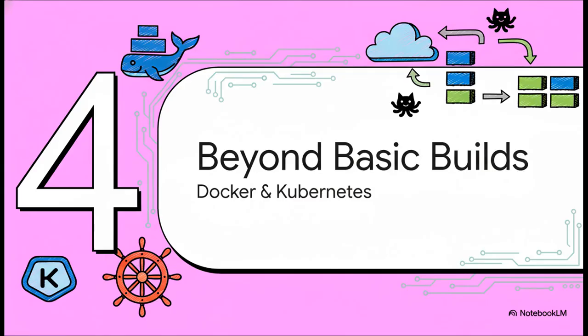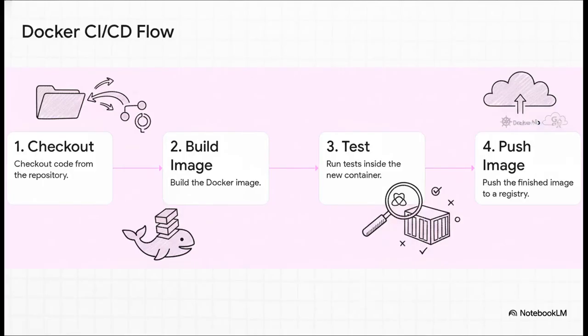All right, so building and testing is great, but that's just scratching the surface. GitHub Actions can go so much further, especially when you start integrating it with modern tools like Docker and Kubernetes. A classic example you'll see everywhere is building Docker images. The flow is usually pretty simple. Your workflow checks out the latest code, it builds your Docker image, maybe it even runs a few tests inside that new container to make sure it works, and then it pushes the final image up to a registry. And all of that happens automatically.